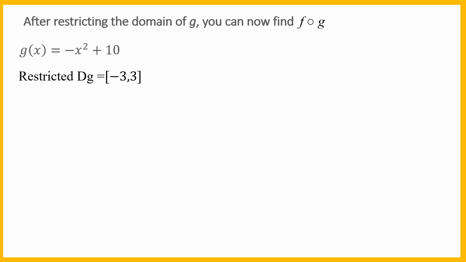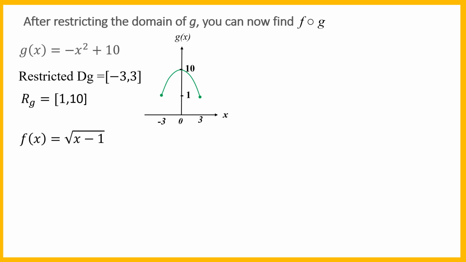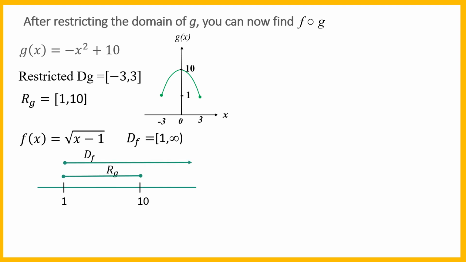Sketching the graph of g using the restricted domain, the range of g is in the interval from 1 to 10 inclusive. Analyzing the values of the new range of g and the domain of f, and displaying them on a number line, observe that the range of g is part of the domain of f. Thus, the range of g is a subset of the domain of f. Thus, f of g exists.